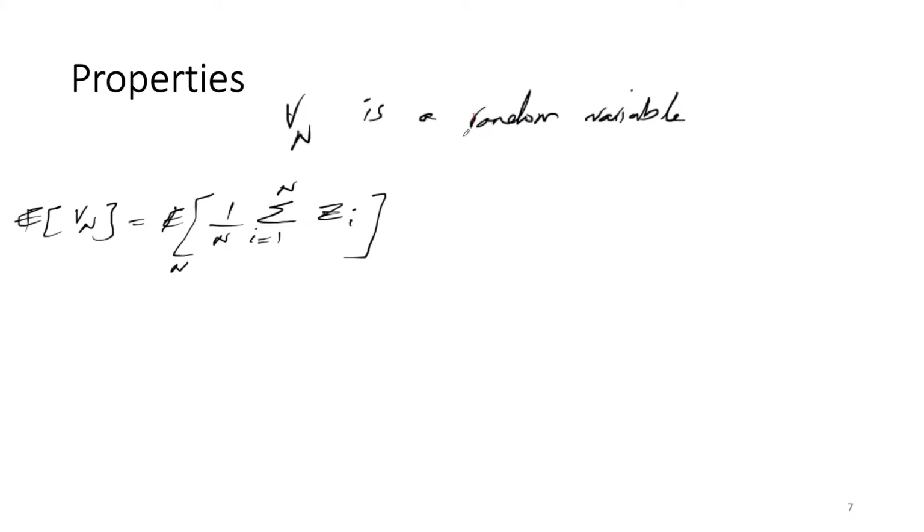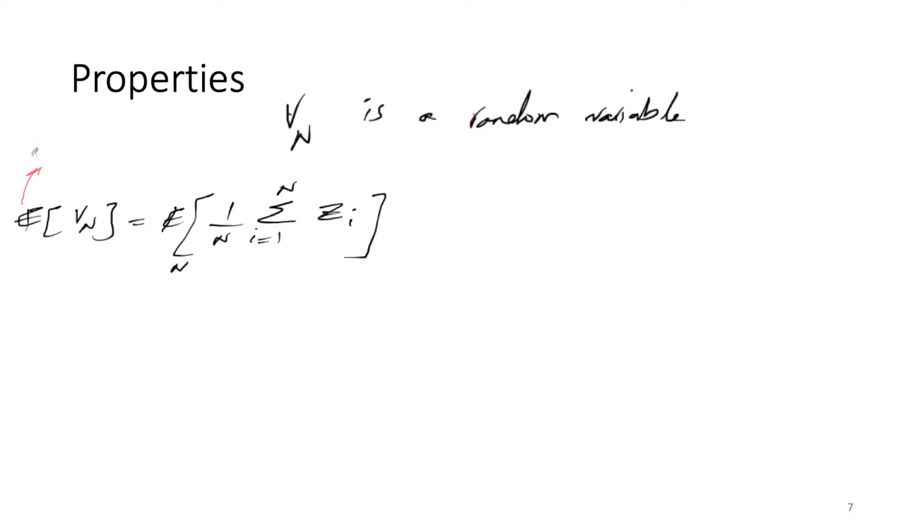So let's talk about some of the properties of the Vn we just described. As you know, Vn is a random variable. That means this comes from a random distribution, could be independent from each other. And we can define the mean of that.